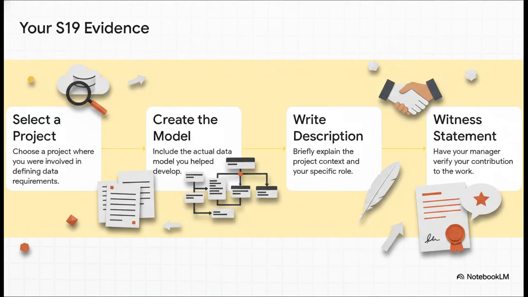So how do you make one of those strong examples? Just follow this simple 4-step process. 1. Pick a project where you got your hands dirty with data. 2. Include the actual diagram, the data model you helped to create. 3. Write a short, clear description of the project, the business problem, and, most importantly, what you specifically did. And 4. Get that witness statement from your manager or a senior colleague to back you up.